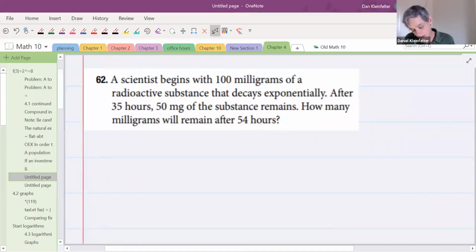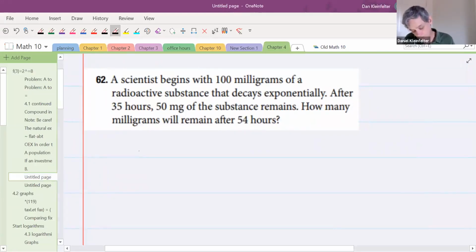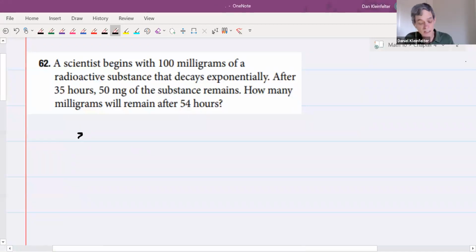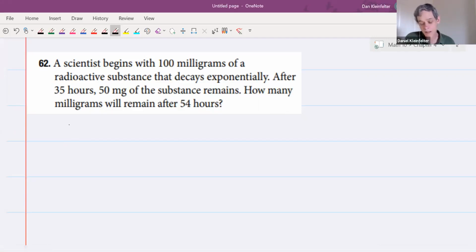All right, so now the story for this one is from our textbook. The story is that a scientist starts off with 100 milligrams of a radioactive substance that decays exponentially. After 35 hours, we know that 50 milligrams of the substance remains. After 54 hours, we want to know how much there will be.